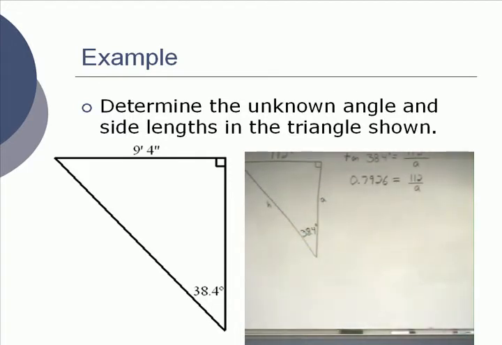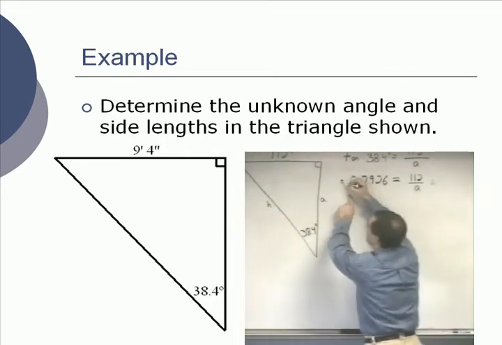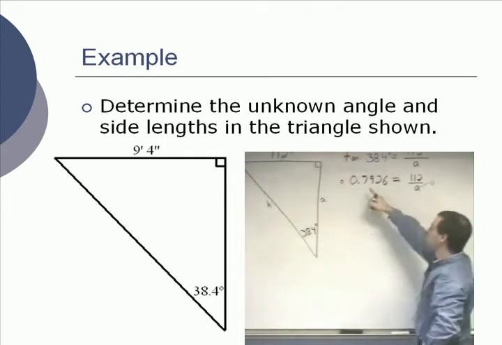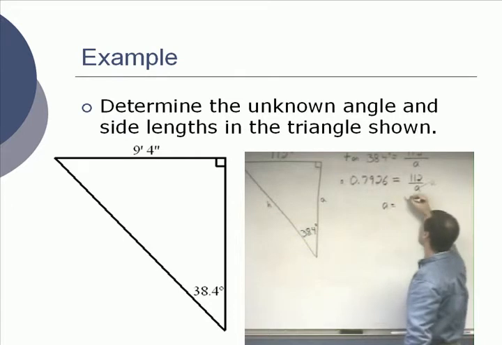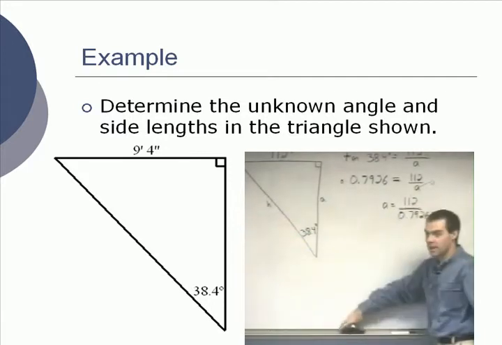Now, I'm going to point out a very common algebraic trick that you're going to be using dozens of times over the next week, and it'll save you a lot of algebra. If we wanted to solve this for A, what would you typically have to do? Multiply both sides by A. And then divide by 0.7926. You'd get A equals 112 over 0.7926.